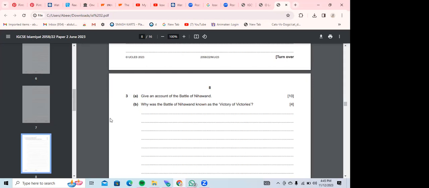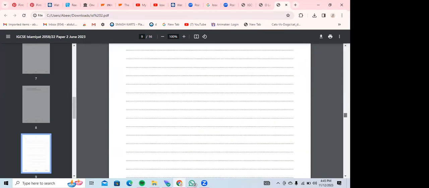The Battle of Nehawand is a long event, and it may take you 2.5 pages or even 3 pages. But for example, if you don't have much time, you can also go for 1.5 pages, but you have to write the main parts, the main events that took place at the time of the Battle of Nehawand. Okay, moving on.